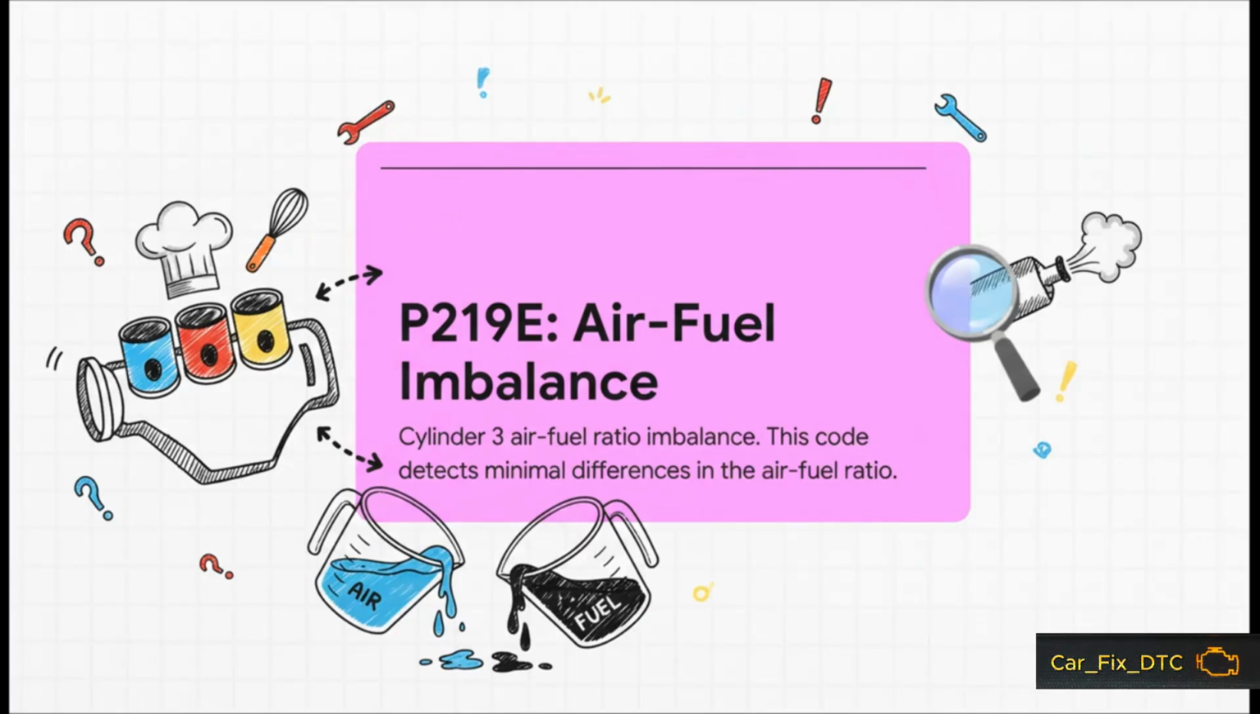Okay, here's the key takeaway. P219E points to an air-fuel ratio imbalance, specifically in cylinder number 3. Just think of your engine like a chef. It needs the absolute perfect recipe of air and fuel to run smoothly. This code is basically your car raising its hand and saying, hey, the recipe for cylinder 3 is all wrong. It's a small imbalance, but it's enough to cause a problem.